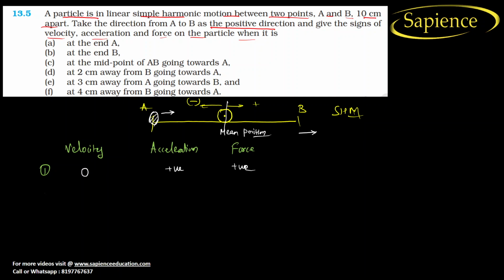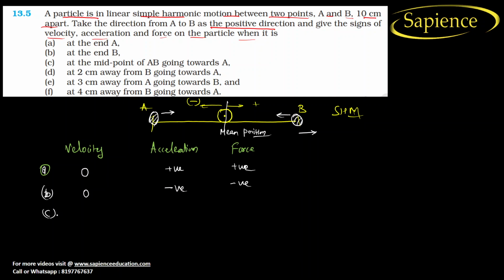Now that is answer A, and now go for B, at the end B. If the object is here, what will happen? Velocity will definitely be 0 because it is at the extreme position. Now the acceleration and force are acting in this direction, toward the mean position. So definitely here acceleration will be negative as well as force will be negative.